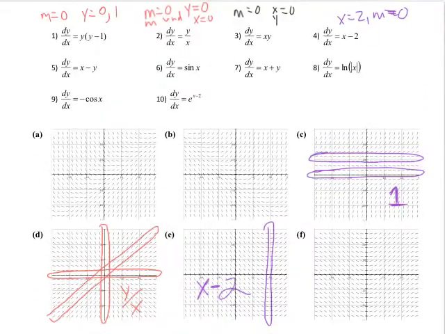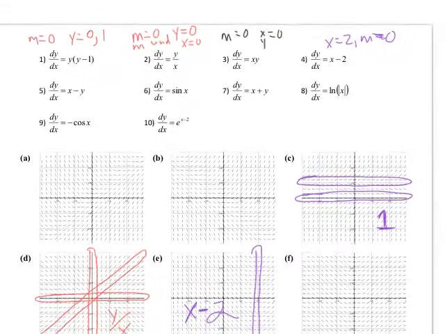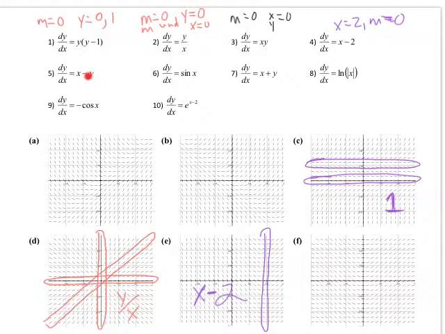Going back to our formulas, the next one, differential equation 5, looks like we'd have a 0 slope anytime x is equal to y. So we're going to look along the line y equals x and see if it's a 0 slope. And we see that actually in graph A.